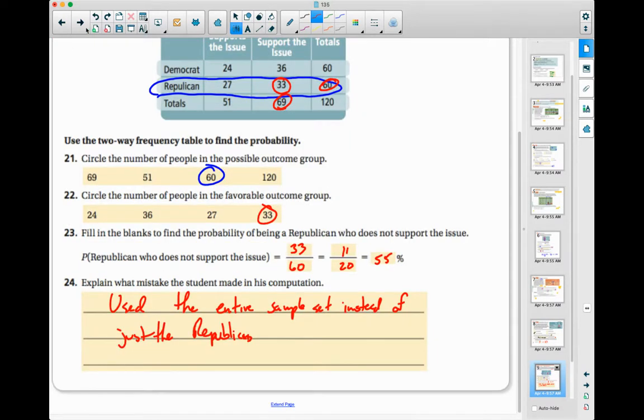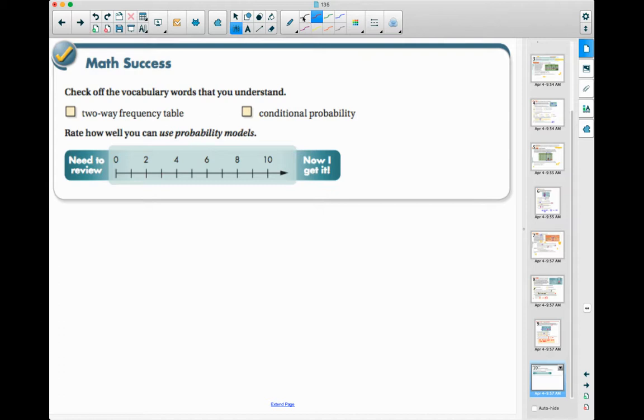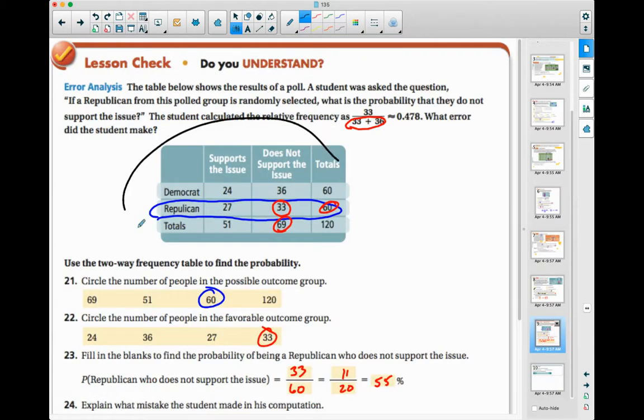Great. Two-way frequency table. We've looked at many examples of those here. This is an example of one. We've got two ways because in this case we've got support or does not support, and we've got Democrats and Republicans. So it's two different things that we are going to cross-reference.